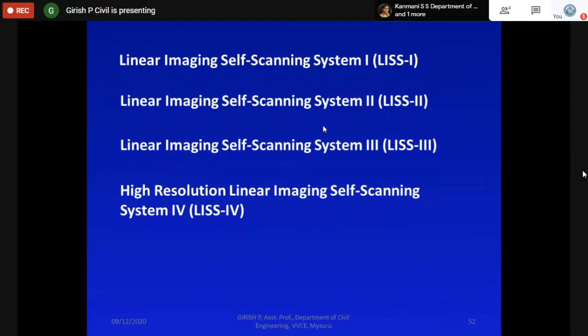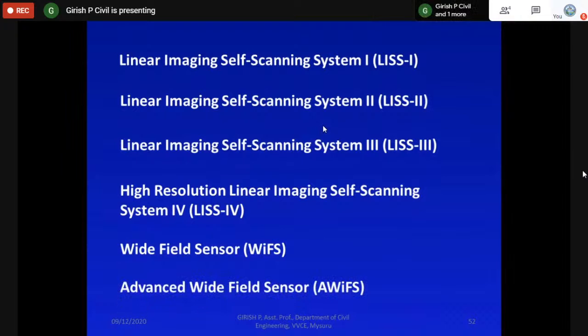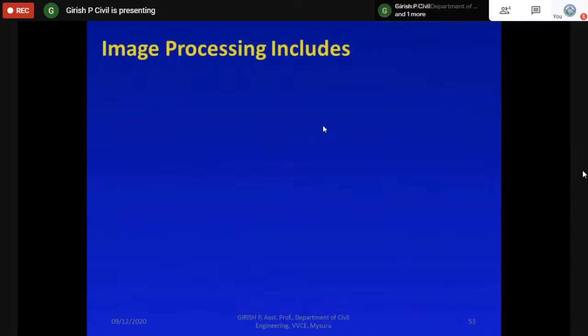It is a high resolution linear imaging self scanning system. Some other important sensors in IRS are the WiFS, that is the wide field sensor, and AWiFS, that is the advanced wide field sensor. Apart from this, there are many other sensors, such as the panchromatic camera and various other cameras for monitoring and capturing particular bandwidths.